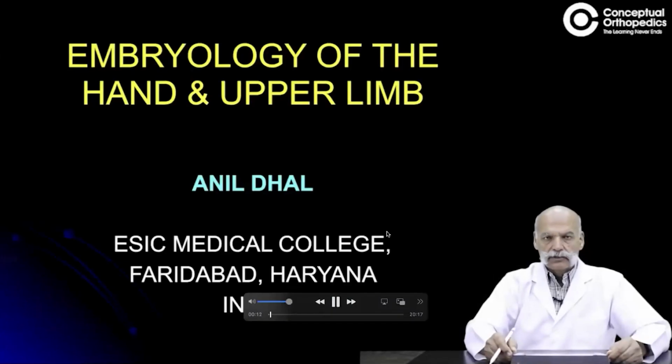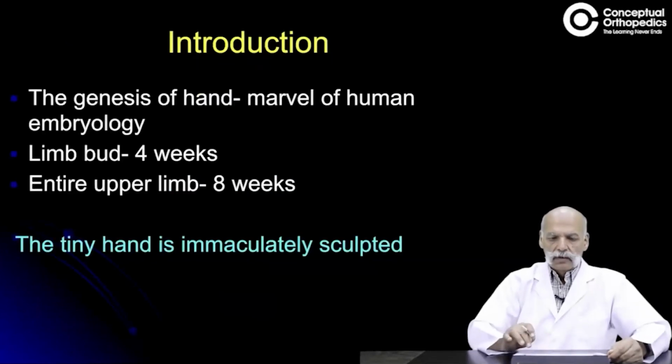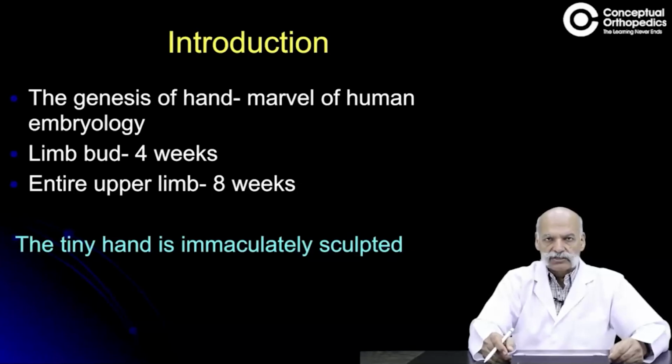Ladies and gentlemen, the topic of my talk today is embryology of the hand and upper limb. The genesis of the human hand is a marvel of human embryology. The creation of the hand can be traced back to 4 weeks following gestation, when the limb bud appears as a tiny little structure, and over the next 4 weeks, due to certain processes, the entire upper extremity is created. The tiny hand resulting from this process is an immaculately sculptured structure.